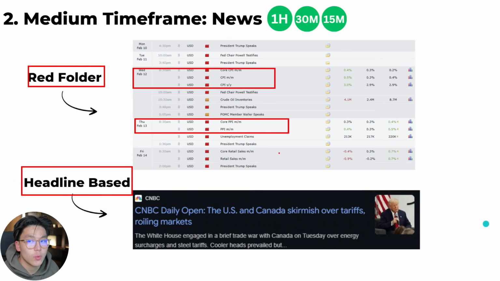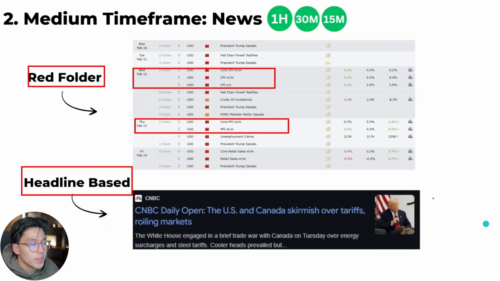So the major ones you want to keep an eye out on are core CPI, core PPI, FOMC, whenever Jerome Powell is speaking, right? Whenever Trump is speaking, and then we also have unemployment and we also have consumer sentiment. Those are the main five that you want to pay attention to. The rest of the news events, if it's red folder or if it's orange folder, shouldn't really affect the market as much, right? But the main ones are the ones that I just laid out.